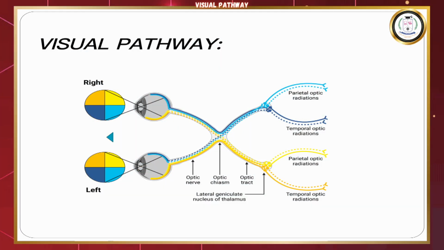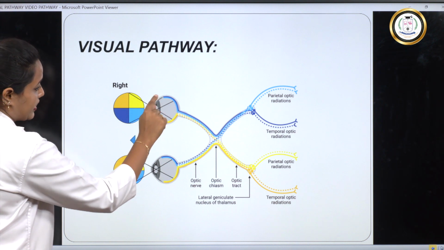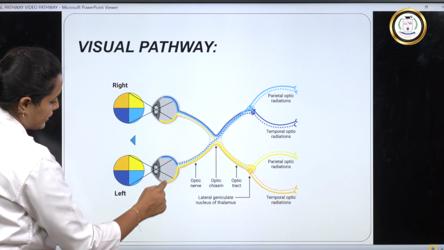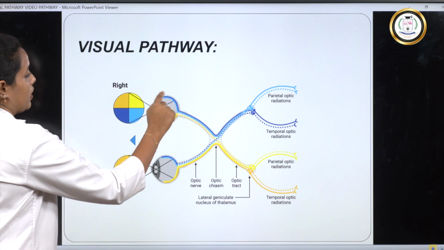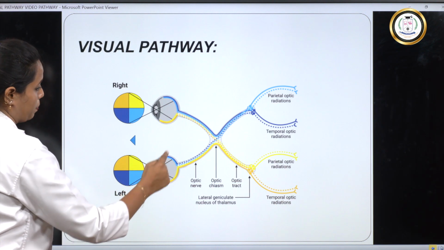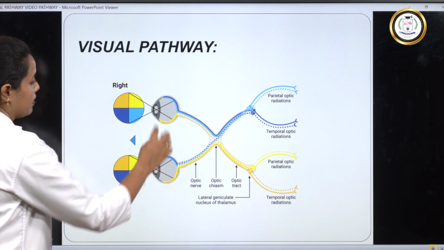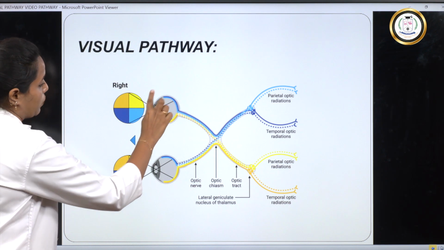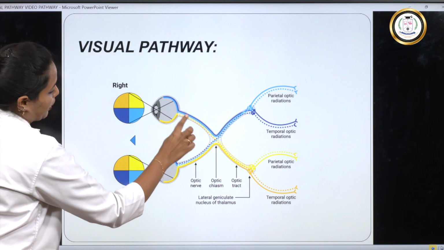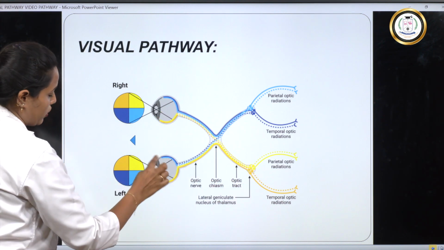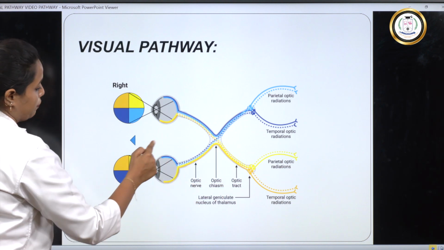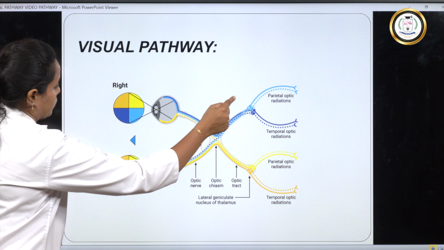Let us consider the extreme corner of the right eye, this part, as the right side, and the extreme corner of the left eye, this part, as the left side. When this is right, this tends to become left. When this is left, this tends to become right. So let us have one thing: the fibers from the right side will always be going to the right side, and the fibers from the left side will always be going to the left side. So here also the fibers from the left side will always be going to the left side, and the fibers from the right side will always be going to the right side.